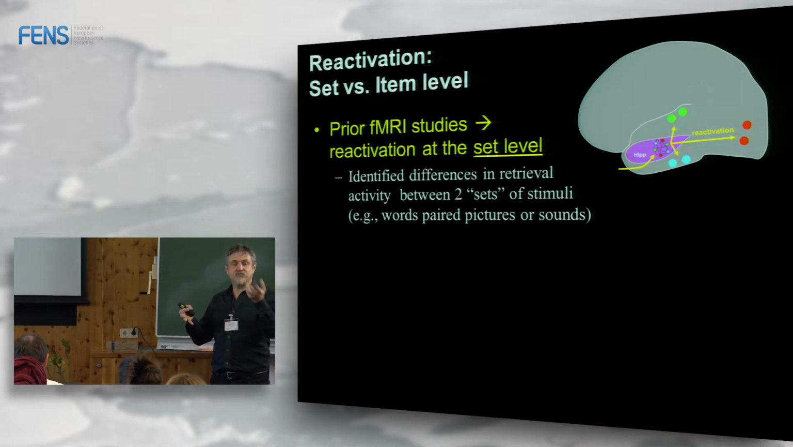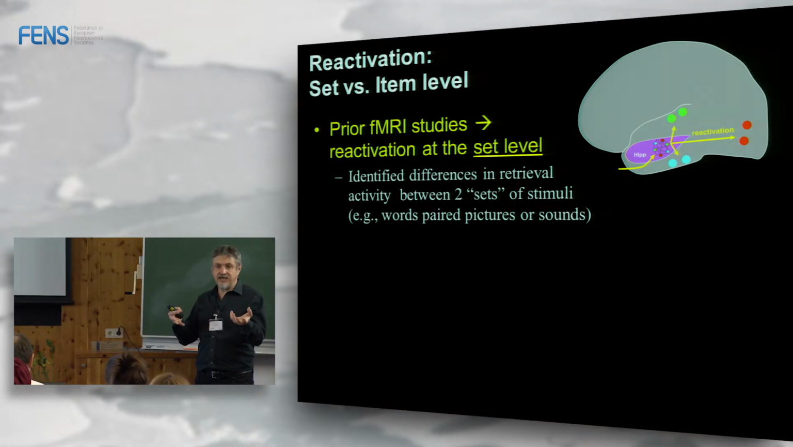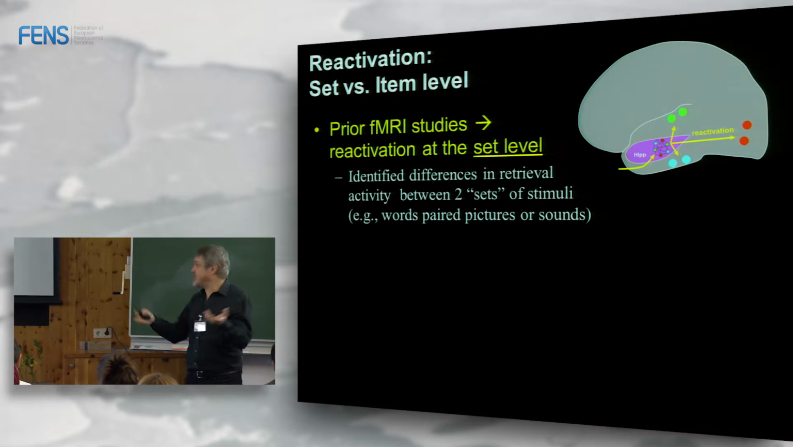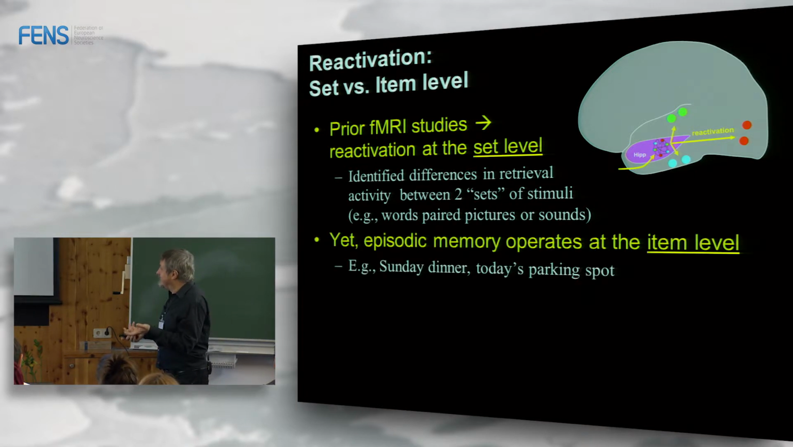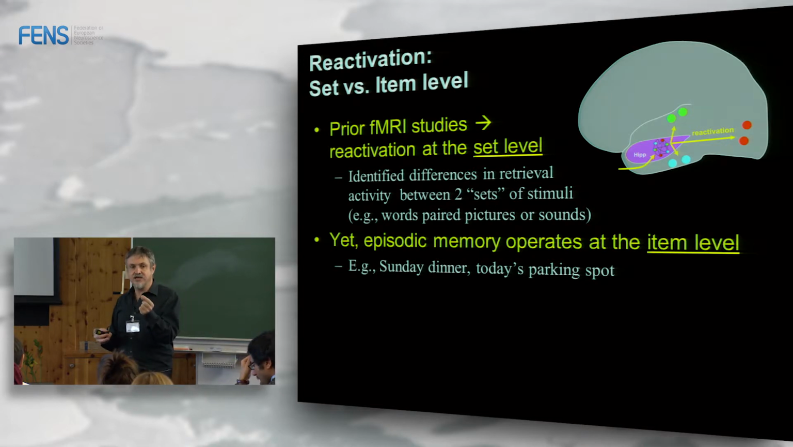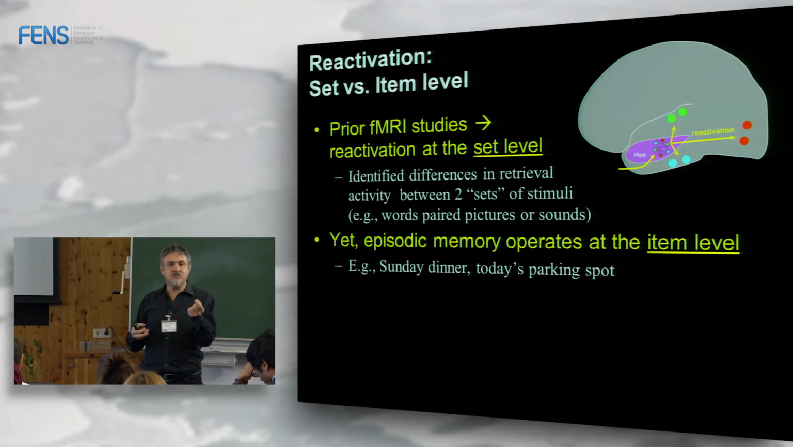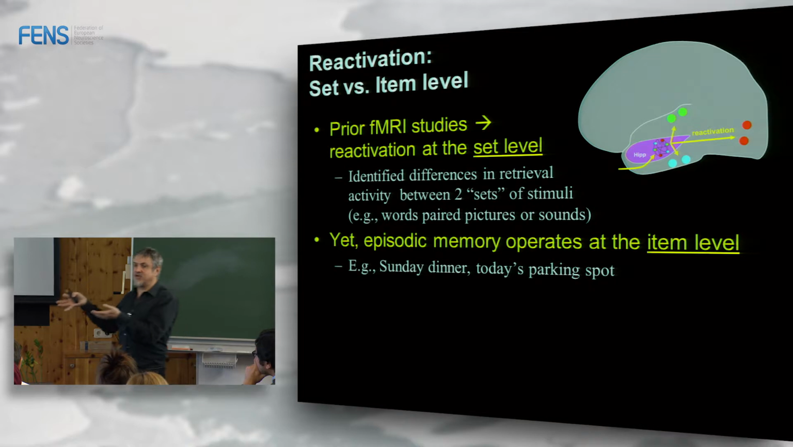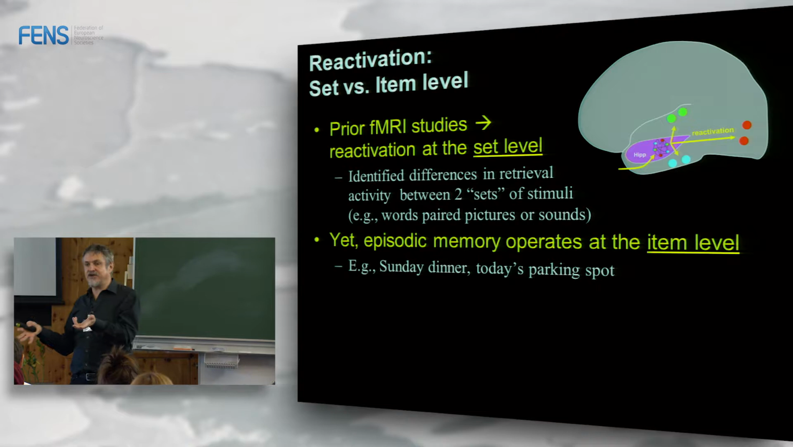You have a group of items encoded in context A, another group of items encoded in context B, and when you present the items, you see whether there is reactivation of context A versus B. However, in real life, episodic memory operates at the item level, at the particular event-specific level, right? It's not enough for you to remember that you came by car today as opposed to taking the bus. You need to remember where you parked your car, right? A specific location. It's not enough for you to know that you had ice cream as opposed to having beer, but you may want to remember specifically what flavor of ice cream you had, right?